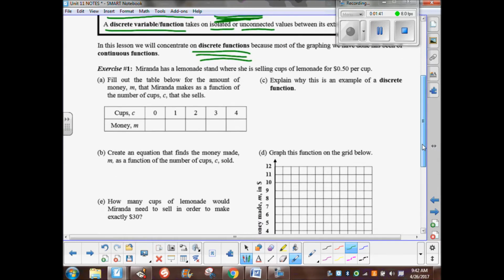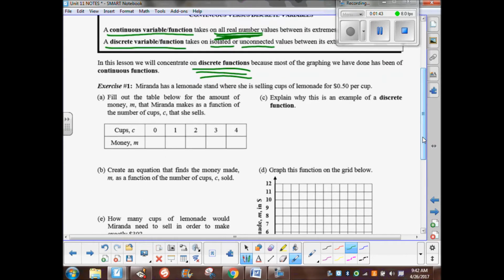It says, Miranda has a lemonade stand where she is selling cups of lemonade for 50 cents per cup. Cups of lemonade, things. Fill out the table below for the amount of money M that Miranda makes as a function of the number of cups that she sells. So if she sells 0 cups, she has $0. If she sells 1 cup, she's got 50 cents, $1, $1.50, $2, right?